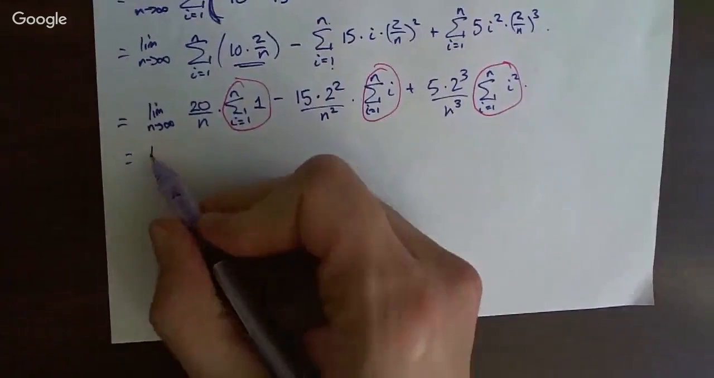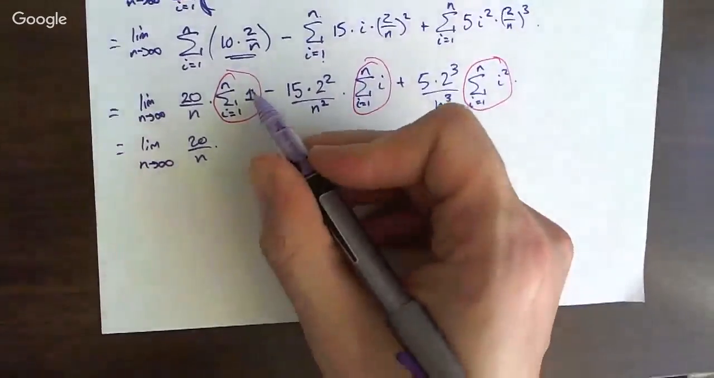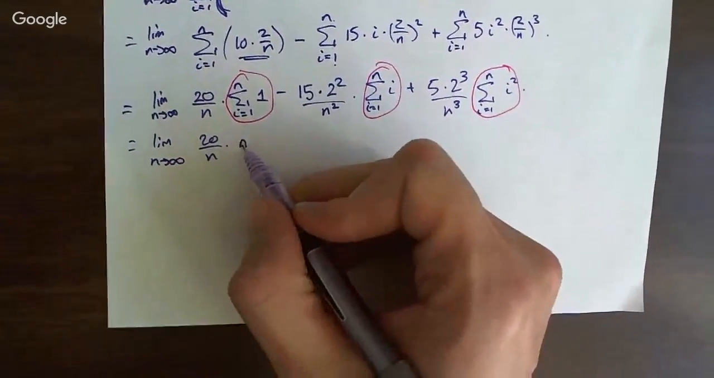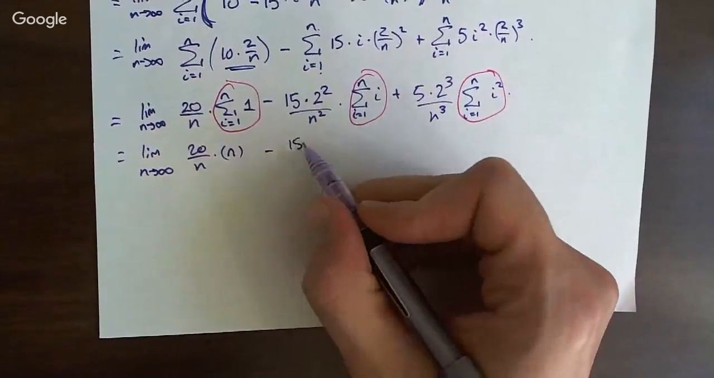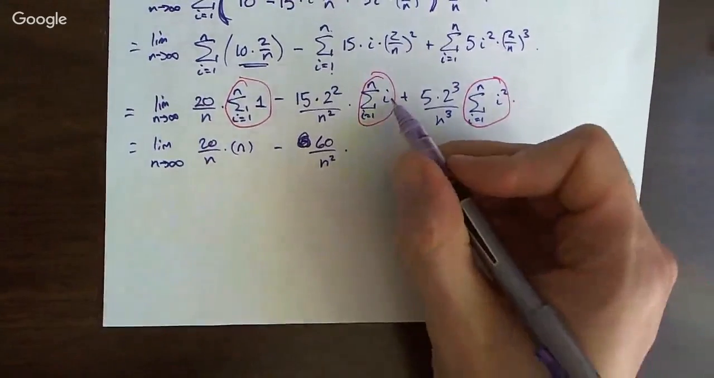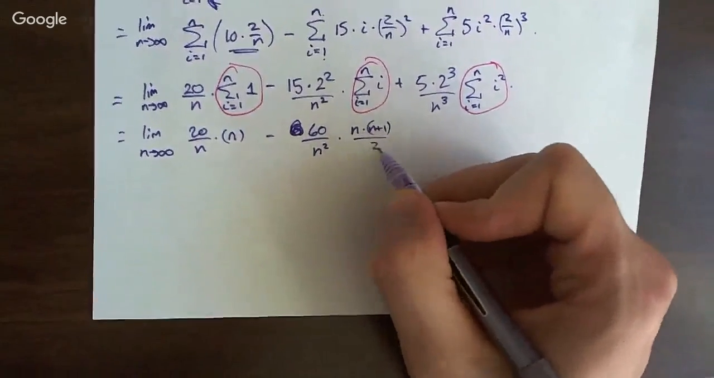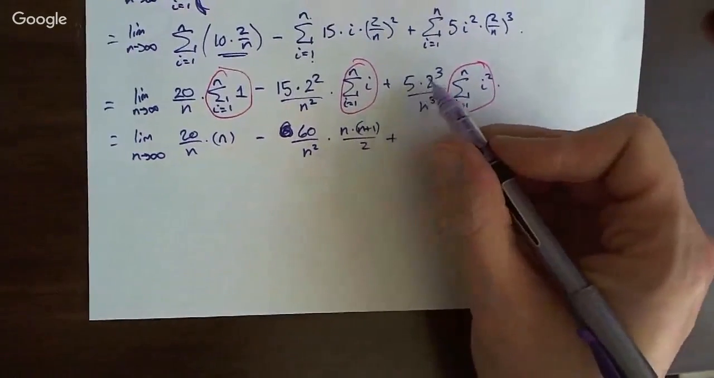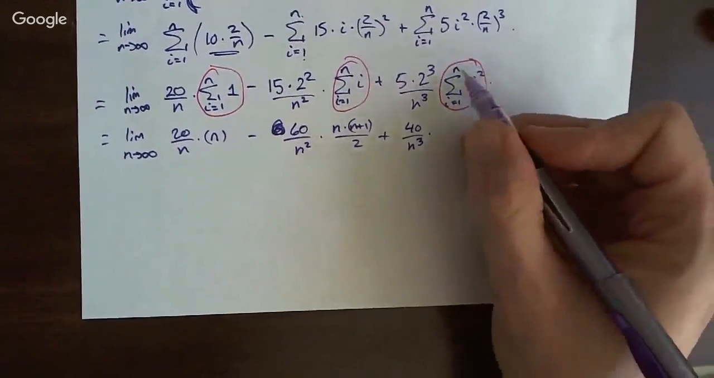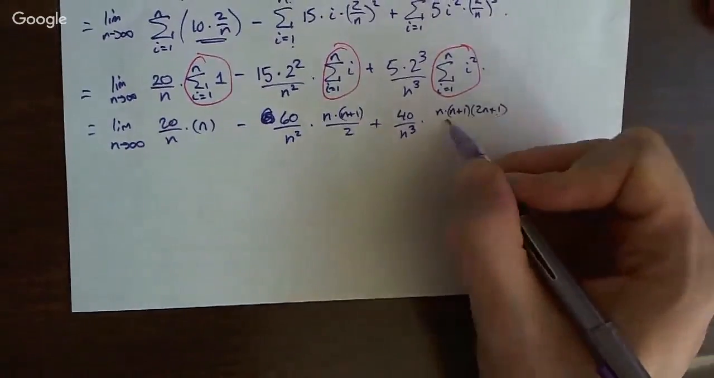So we get the limit as n goes to infinity, 20 over n times, well, what's the sum from i goes from 1 to n of 1? Well, that's 1 plus 1 plus 1 n times, that's just n, minus 15 times 4, that's 60 over n squared times, now this sum here is n times n plus 1 over 2, that's one of the sums we need to know, and 5 times 8 is 40 over n cubed times, now this sum is n times n plus 1 times 2n plus 1 over 6.